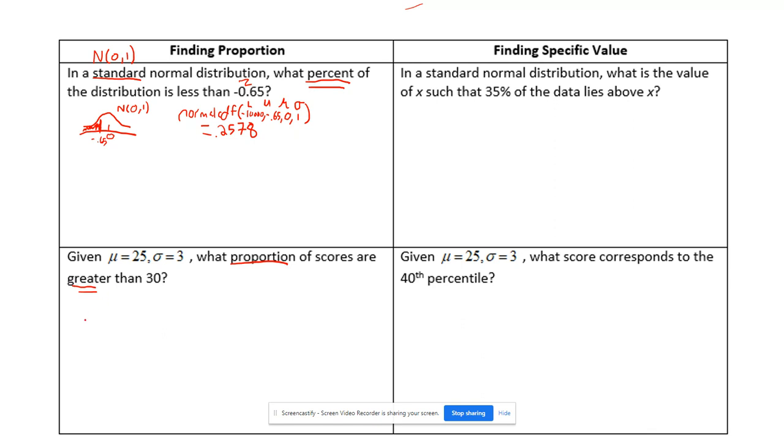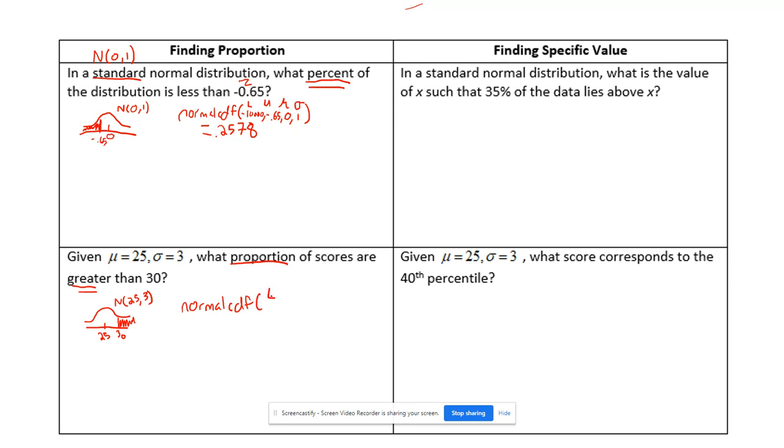But if I draw my picture, okay, there's my general normal curve, normal with a mean of 25, standard deviation of 3. Here is the center, it's 25. Greater than 30, let's just put 30 right here. It said greater than, so I'm shading to the right. And this means that I'm starting shading at 30, that's my lower bound, and my upper bound is going to be positive 10,000.